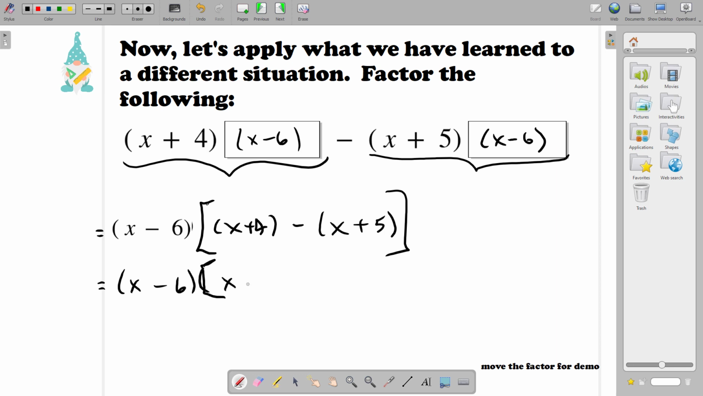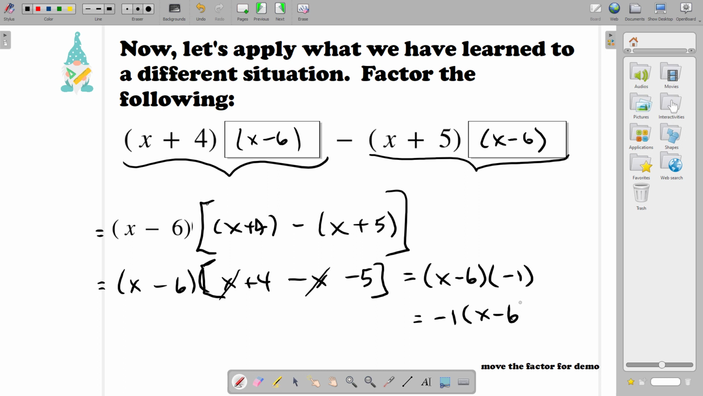We have x plus 4. This negative needs to be distributed, so we get negative x minus 5. And so this becomes x minus 6 times, the x's add out, 4 and negative 5 is negative 1. So we get negative 1 times x minus 6. We could leave that as an answer. We could distribute the negative and get negative x plus 6.